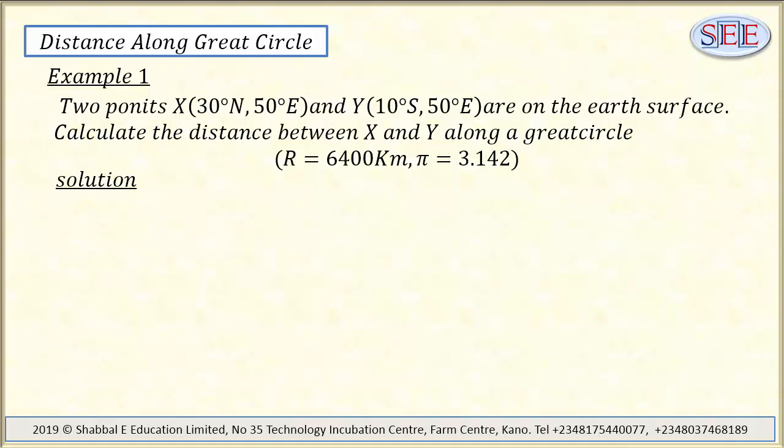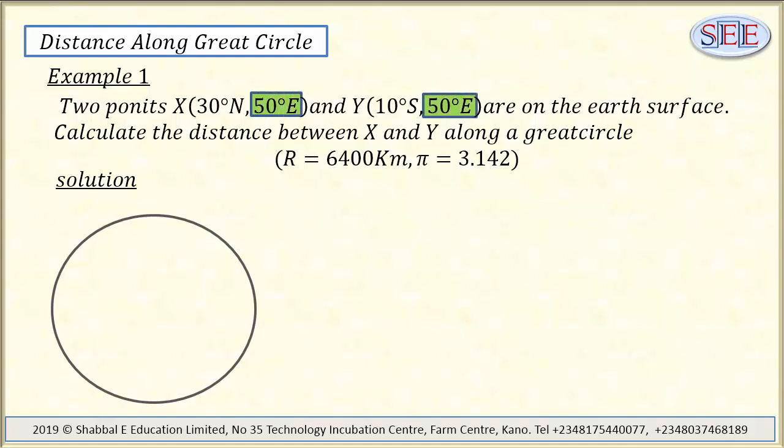What we do first is to sketch our Earth and try to mark these two positions. So this is the circle that represents the Earth. Starting with the common longitude, the common longitude of X and Y is 50 degrees east. So let me sketch the 50 degrees east. This is longitude 50 degrees east. So I have now sketched my longitude 50 degrees east.